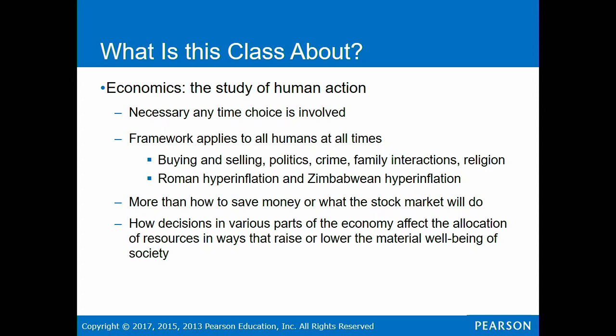And also, it not only applies to all different types of human action, but it applies all over. So Rome suffered a hyperinflation at one point, nearly 2,000 years ago. Zimbabwe suffered a hyperinflation within the past couple decades. The people in both of these places reacted the same way. They were caused by similar causes. We can use the tools of economics to understand both of those, not just things that are happening right now, but things that happened far in the distant past.